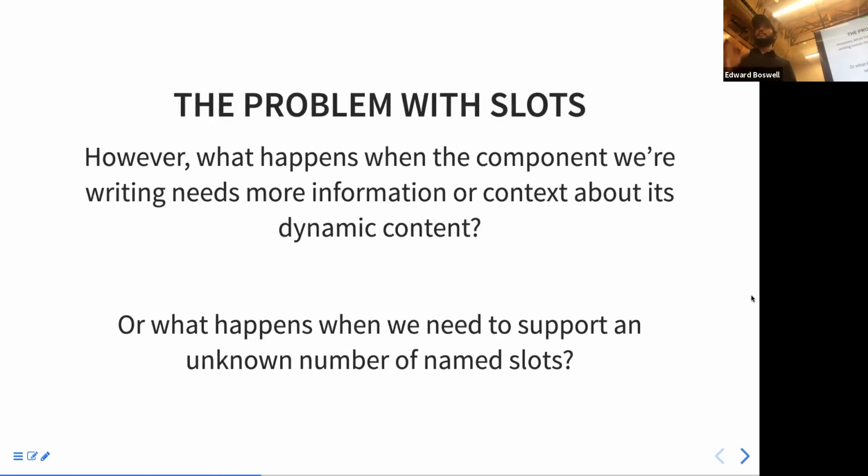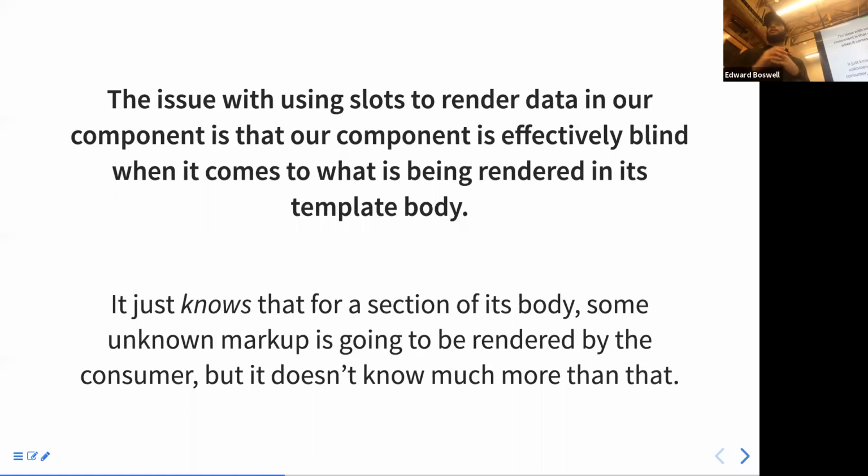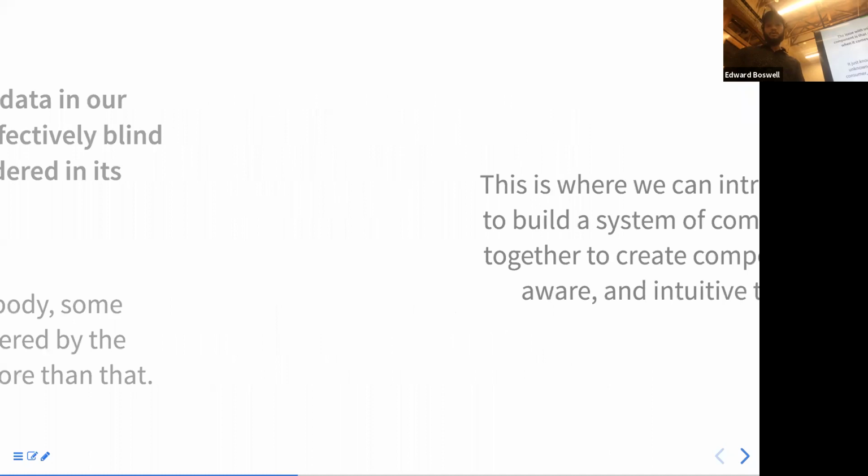Now, let's talk a bit about the limitations of this. The thing with slots is that the simple layout component isn't really aware of the outside world beyond whatever gets inserted there. So for some problems, this is actually a big issue. What happens when we need to, for example, support an unknown number of named slots, or we actually need to know some type of information about the content that is being nested in the slot? So we really want to have more information about the outside world. And how can we achieve this?